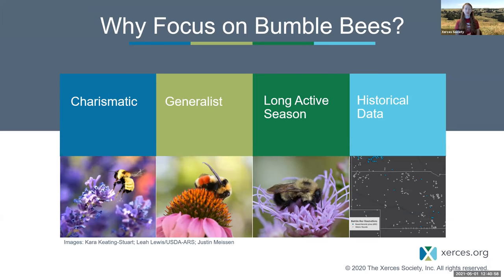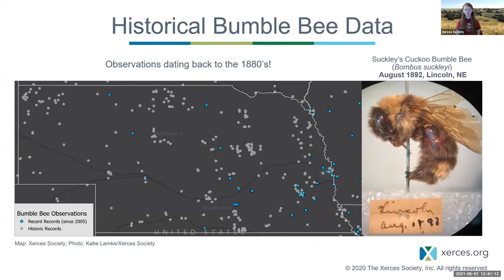And on top of that, Nebraska has a really impressive historical data set that will allow us to make some really nice comparisons and look at trends from the past to what we're seeing now. And when we look at that historical data set, all the gray dots that you see here are historical records, some of them dating back to the 1800s. This bee pictured here is one that's preserved in the University of Nebraska State Museum.